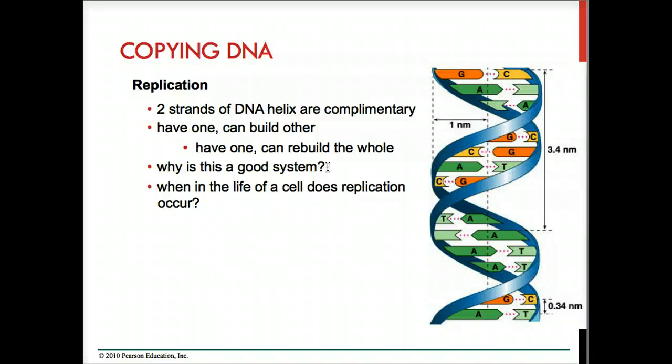When in the life of a cell does replication occur? It occurs in mitosis and meiosis. And that's in future chapters. We'll talk about how we replicate this DNA and how we pass this DNA onto our offspring into other cells, right, in cellular division and replication.